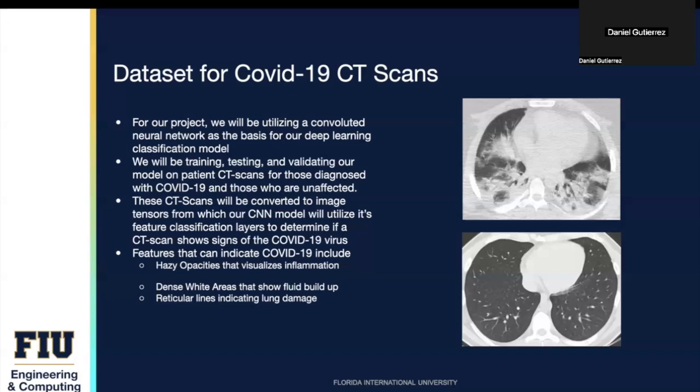These scans, like the one shown on the right, where the top scan shows a positive test and the bottom one shows a negative test, are first converted into image tensors, which you can think of as multidimensional numerical arrays from which our model learned to identify critical visual indicators or features of COVID-19 in CT scans. These indicators can include hazy opacities, which visualize inflammation, dense white areas, which indicate fluid buildup, and particular lines, which suggest lung damage.